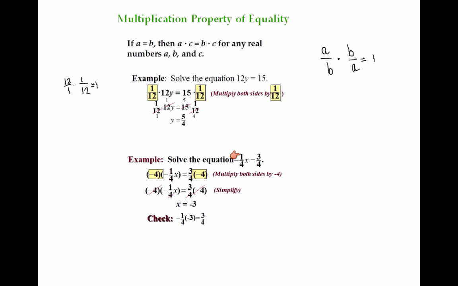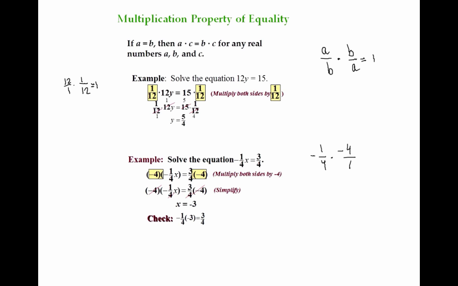Take a look at another example. Solve the equation: negative 1 over 4 x equals 3/4. Look what we're trying to do. We're trying to isolate x. To do that, I need to eliminate the coefficient minus 1 over 4. What's the reciprocal of this? It would be negative 4 over 1.